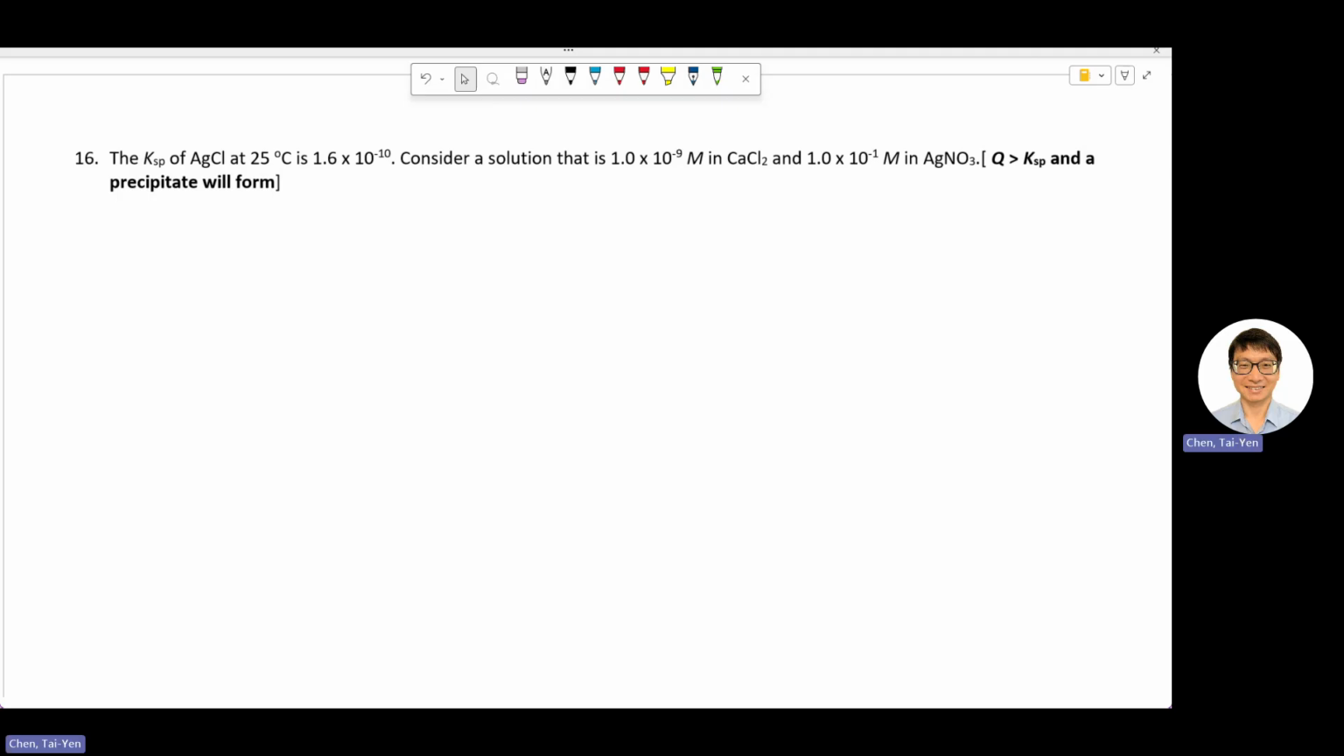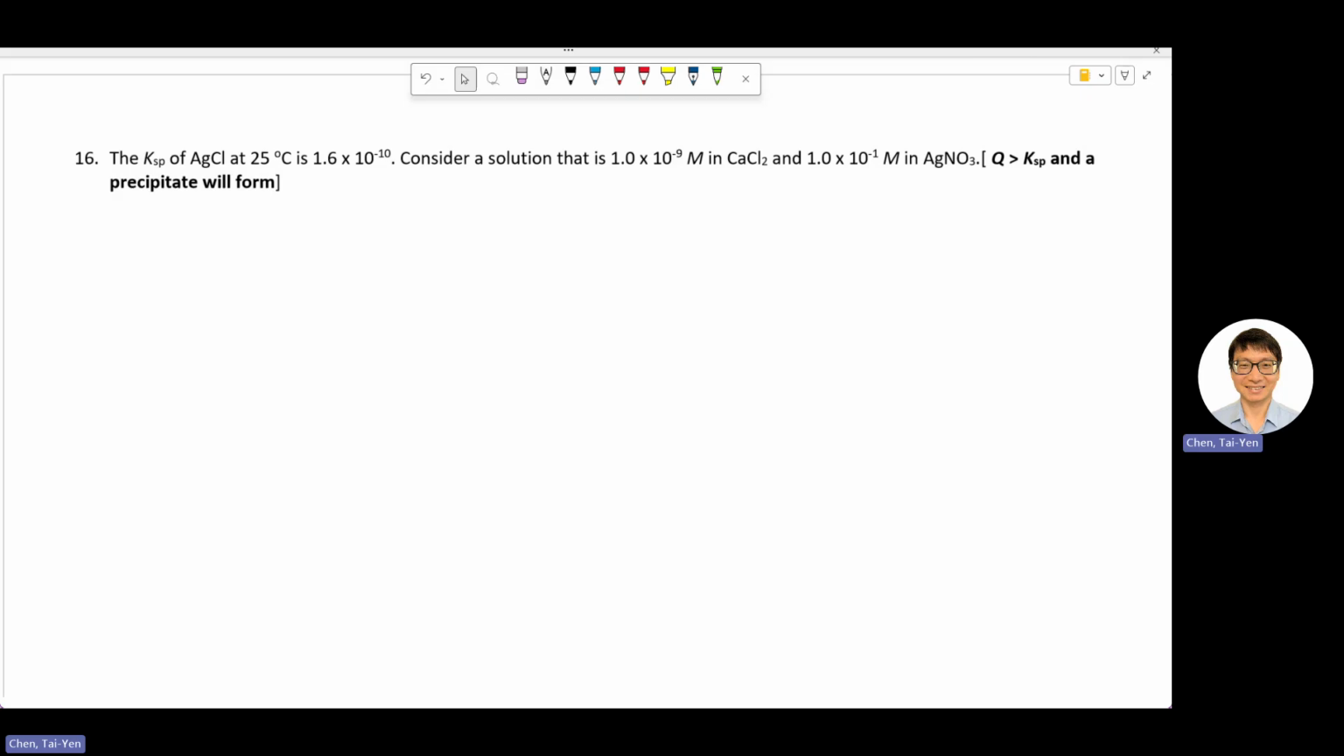So now, how many substances do you have here? 3, right? One is AgCl, one is CaCl2, one is AgNO3. Everybody see this, right? Which one is the insoluble salt? Good, because it's the only one that has the KSP. Then that makes the other two what? Soluble salts. That means they're going to dissociate 100%, right?